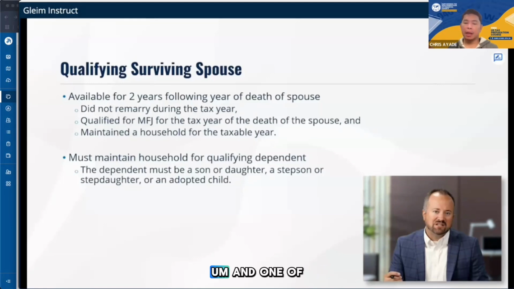Dapat and one of the important condition there is that they must have a dependent. Meaning, kung wife ka, namatay yung husband mo, and you have a dependent, and you maintain that household, you can still file, kasi technically single ka na, di ba? Kasi namatay yung spouse mo. On the year na namatay yung spouse mo, pwede ka pang mag-married filing jointly. Okay? Say 2024, namatay yung spouse. You can file married filing jointly. But 2025 and 2026, you can file as qualifying surviving spouse, provided that you have a dependent.